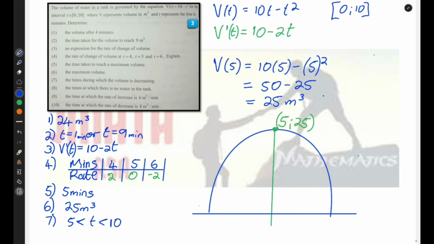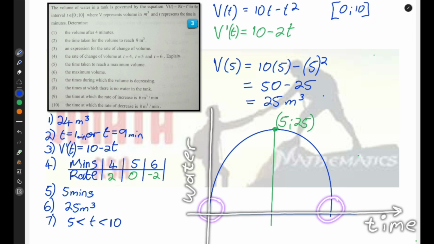Question 8, the time at which there is no water in the tank. So they're talking about this one and this one. Now, if I look at my original equation, and I know the formula for a parabola is ax squared plus bx plus c. That c value tells me where the story begins. And in this case, there isn't a c value, so it is 0. So that means this tank had 0 water when the story started. Okay, now if 5 is the axis of symmetry, then I move 5 there, and I move 5 there. So to answer the question, what is the time when there's no water in the tank? When the minutes are 0, and when the minutes are 10.